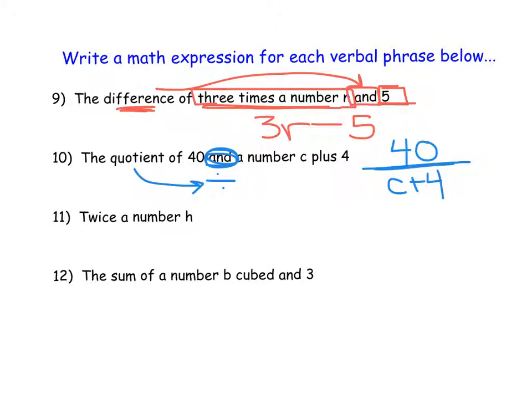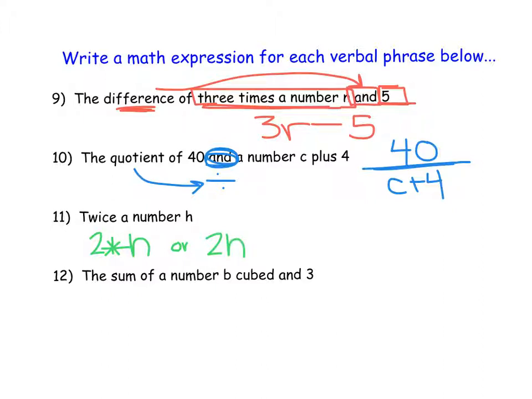All right, this next one here says twice a number h. Now this one isn't as straightforward, but I want you to think about it for a second. Twice, if I told you that I was twice as old as you, hopefully you automatically think we're going to do 2 times something because that's how we get twice as many. So that's all this is saying here. We're taking 2 times a number h, or 2h.